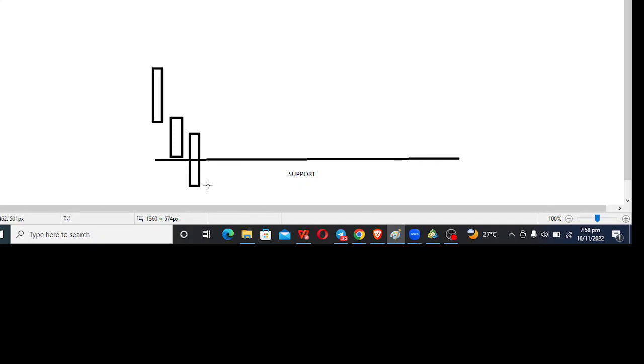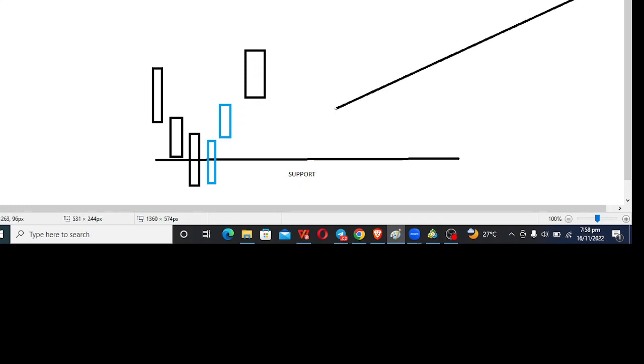So sometimes it happens like this. We expect the market to go down. Once support has been broken, we expect it to continue going down. But in some cases, you see the market will turn, and instead of going down, it will begin to go up like this. So let me just use this to make it very clear to you guys.